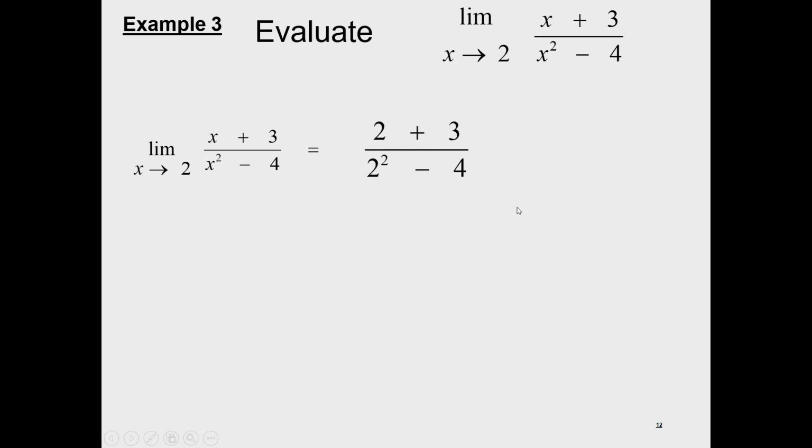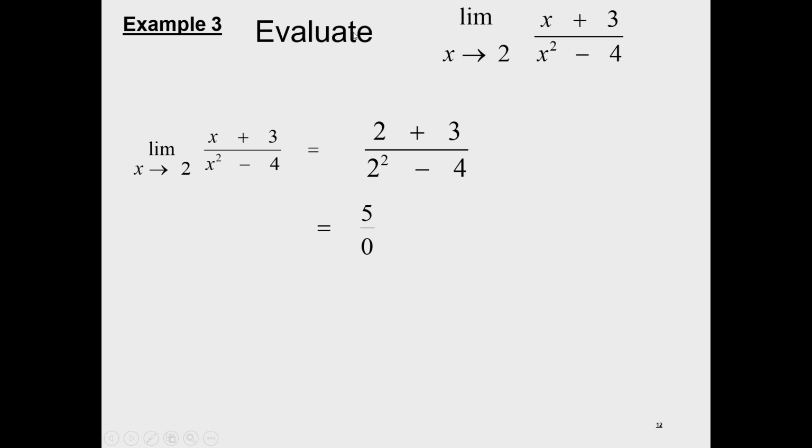We are going to use algebra again. So we are going to do direct substitution first. In place of x we put 2 here, and in place of x we put 2 again. So 2 plus 3 we have a 5, and 2 squared is 4. 4 minus 4 is 0. So we said earlier on that a number over 0 is undefined, or we say the limit does not exist. Right?